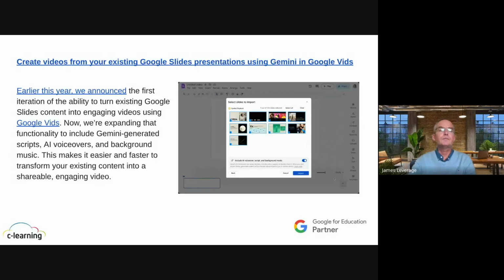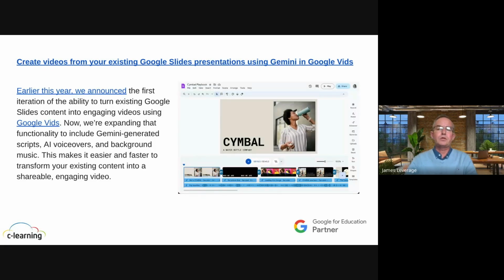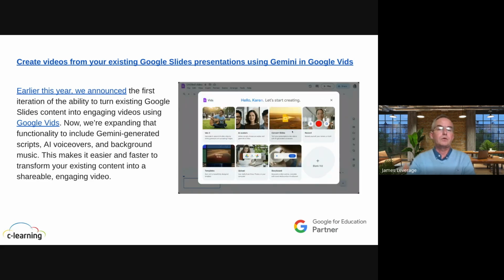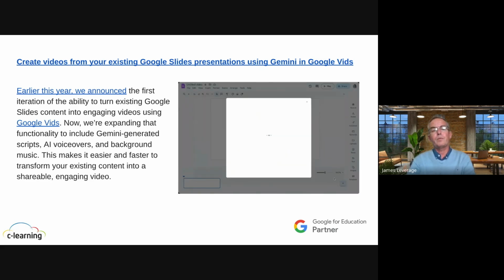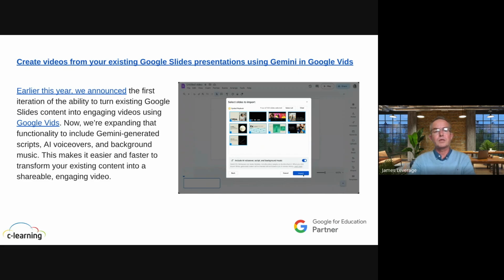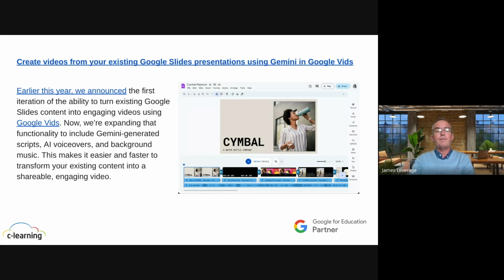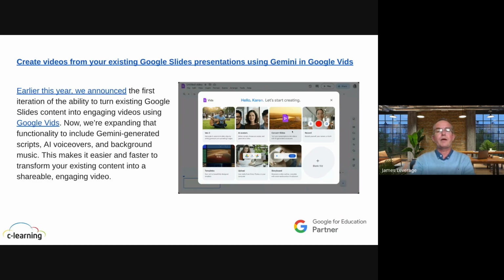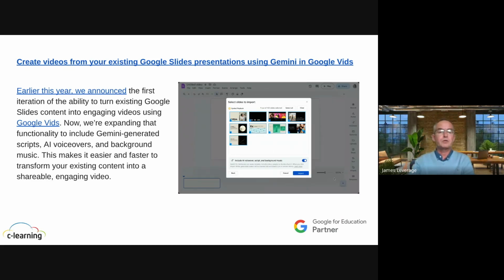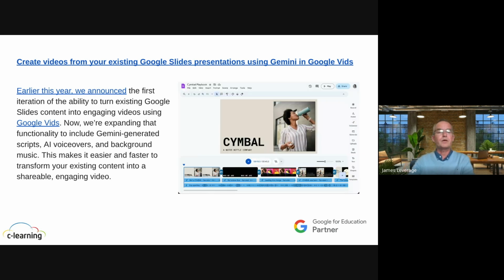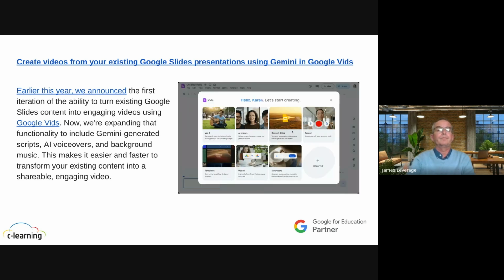So if you've got existing Google Slides, again using Gemini and Google Vids, you can now take all of your content from your Google Slides presentation and use it to create a video. Then you can use Gemini to create a script for that video, a voiceover, background music, you can do all kinds of things with it.